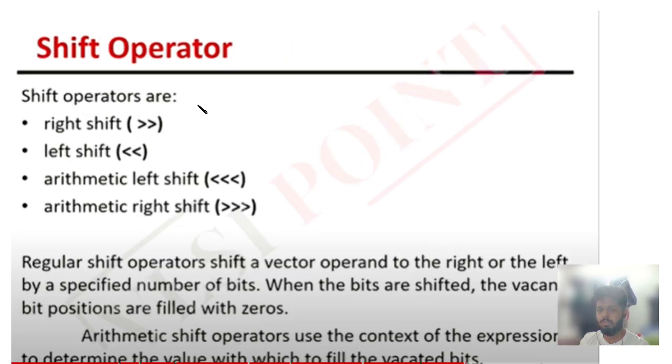Shift operators. Shift operators are right shift, left shift, arithmetic right shift, and arithmetic left shift. Regular shift operators shift a vector operand to the right or the left by a specific number of bits. When the bits are shifted, the vacant bit positions are filled with 0. Arithmetic shift operators use the context of the expression to determine the value with which to fill the vacated bits.